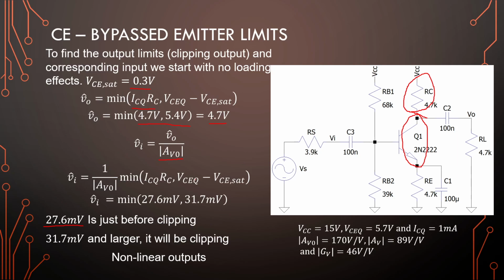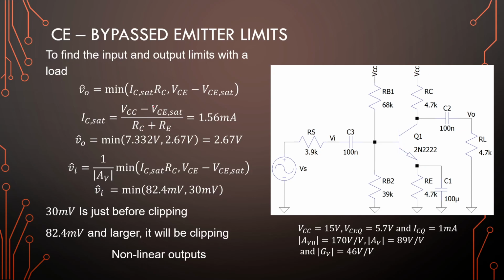Okay, so this is basically to determine where the outputs will clip, and this is not at all for linear outputs. So that's to determine the maximum capability of the amplifier output.